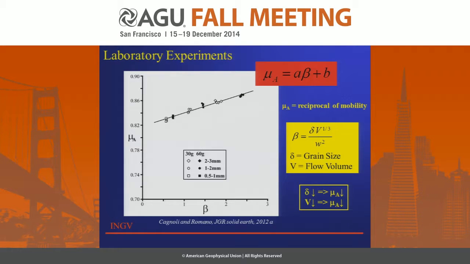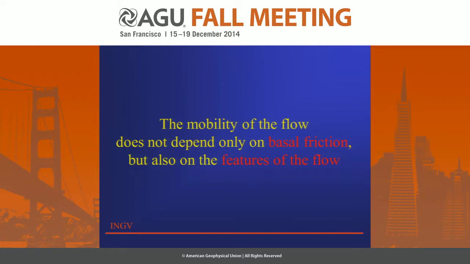This plot is showing us something important, which is this notion here that the mobility of the flow does not depend only on basal friction, but also on the features of the flow. And this is, of course, an important notion to predict flow mobility.